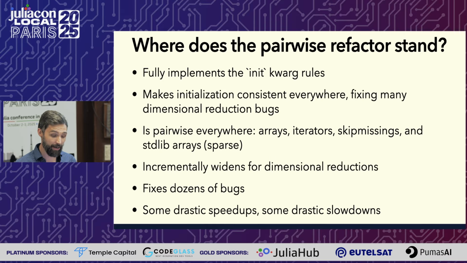It incrementally widens across dimensional reductions. This one is a little tricky and requires us asking the compiler, like, hey, is this type stable? If it is, let's do a fast thing that doesn't do incremental widening.